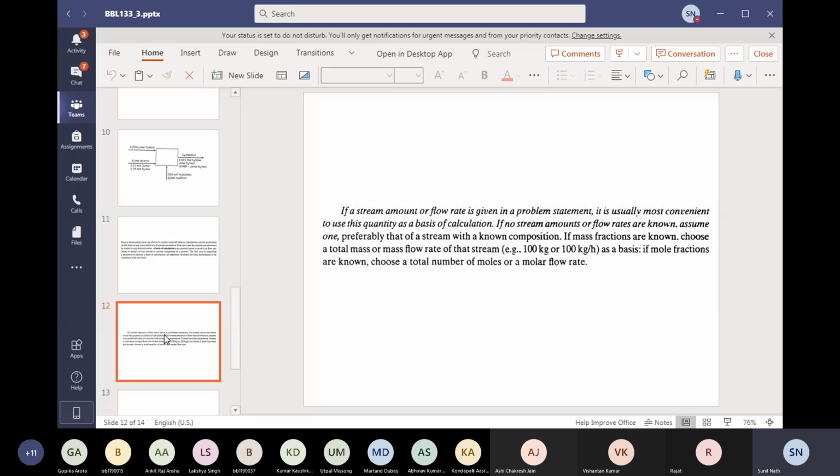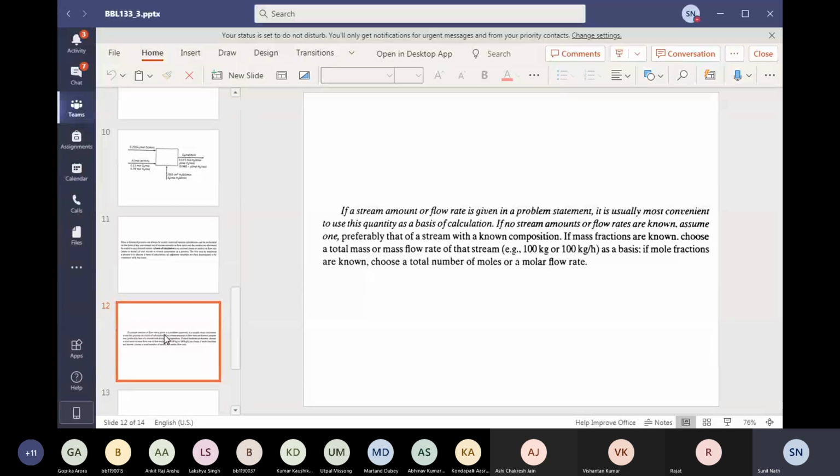If a stream amount of flow rate is given in the statement of the problem, as it was in our previous class's example, it's good to choose that itself as the basis, right? Because then automatically it's relevant to that particular process, right? So if a stream amount or flow rate is given, you can use that as a basis. Suppose this is not given, then the second line of your italics says assume 100 moles per hour of water, etc.